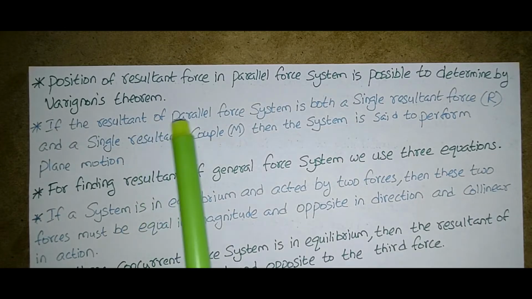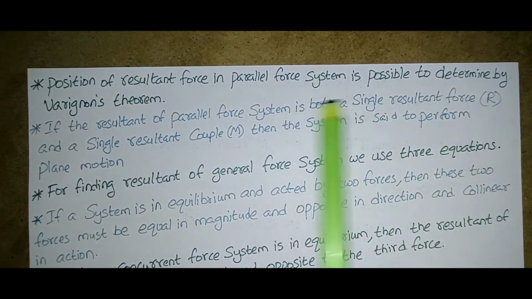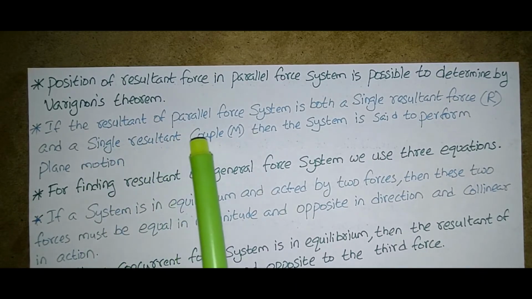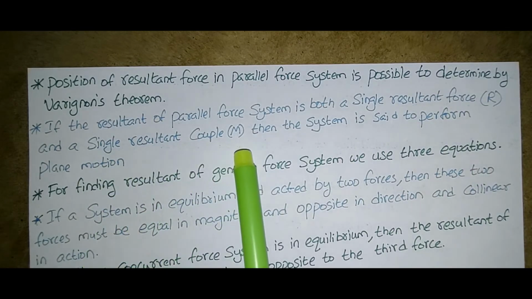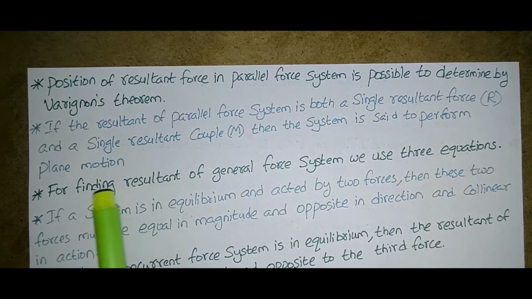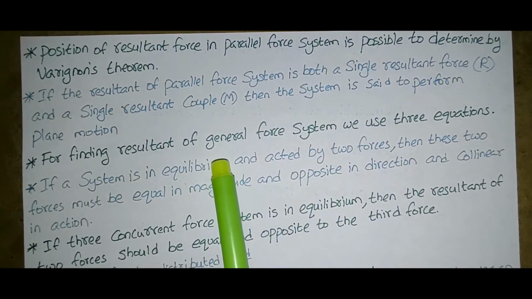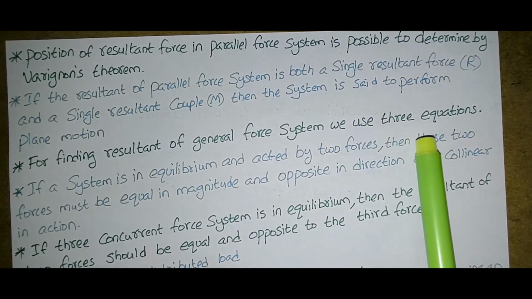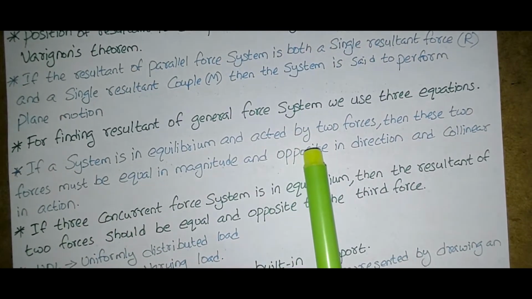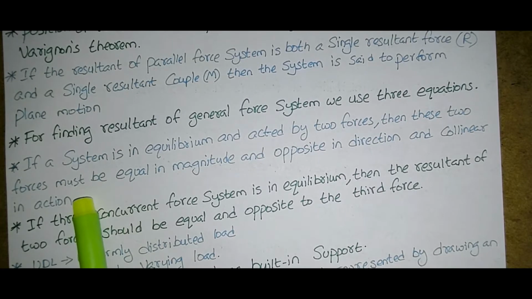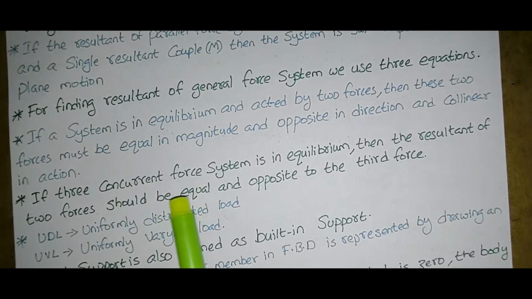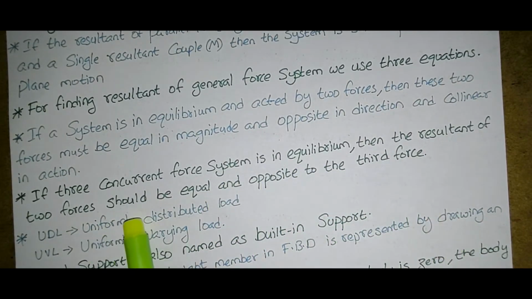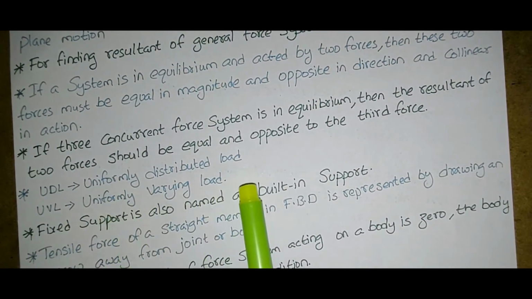Next, the position of the resultant force in a parallel force system is possible to determine by Varignon's theorem. If the resultant of a parallel force system is both a single resultant force R and a single resultant couple M, then the system is said to perform plane motion. For finding the resultant of a general force system, we use three equations. If a system is in equilibrium and acted on by two forces, then these two forces must be equal in magnitude, opposite in direction, and collinear in action. If a three concurrent force system is in equilibrium, then the resultant of two forces should be equal and opposite to the third force. UDL stands for uniformly distributed load.